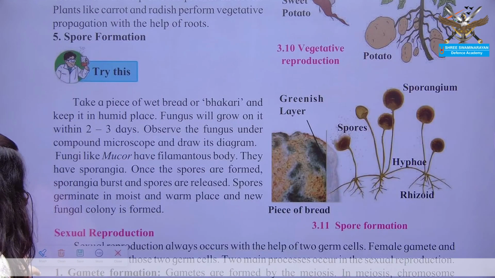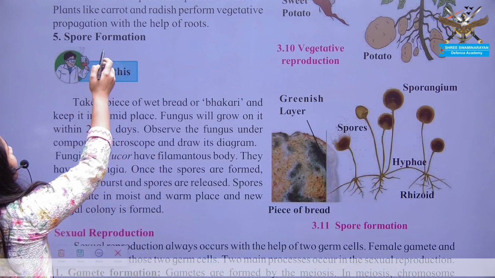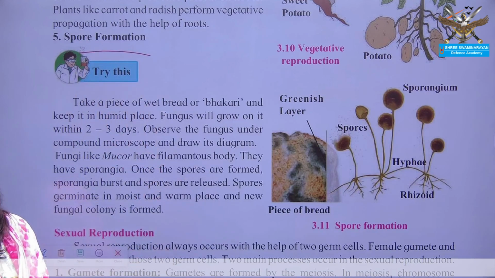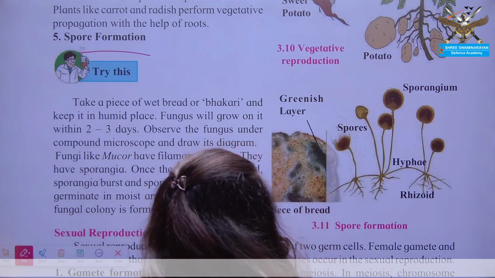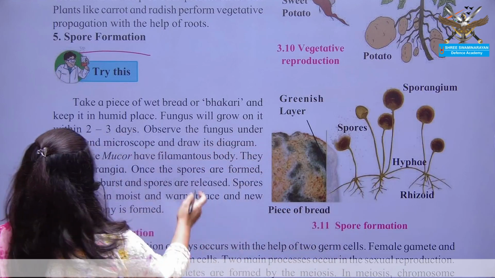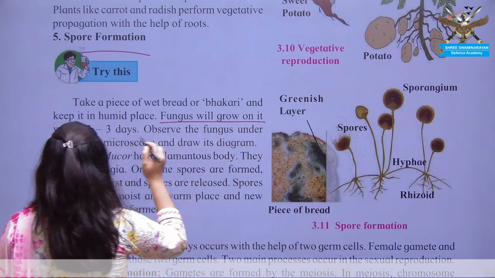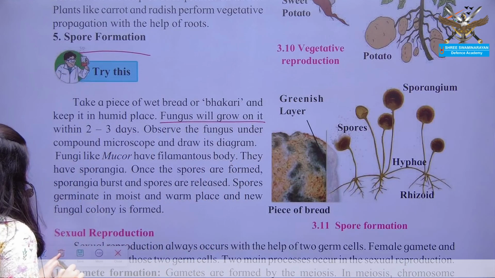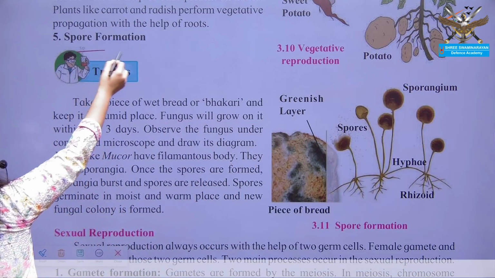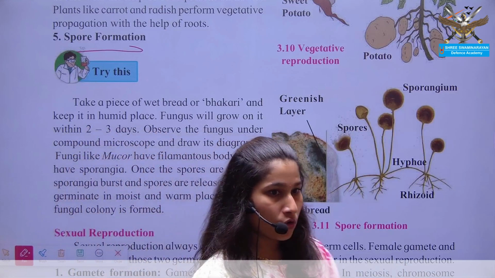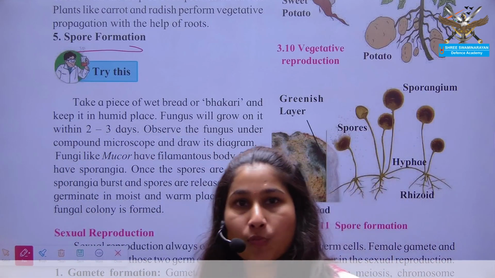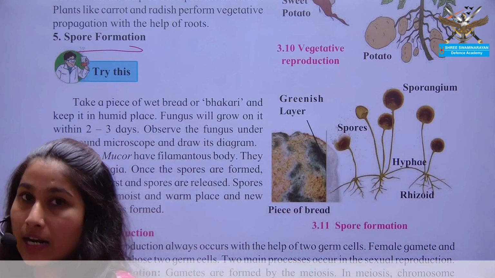Next is spore formation. Spore formation is seen in fungus. Fungus will grow on it, and whenever fungus grows, it releases spores, these spores germinate, and again a new fungus is formed.